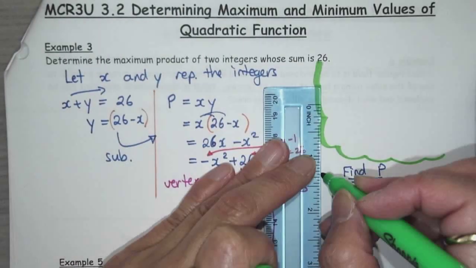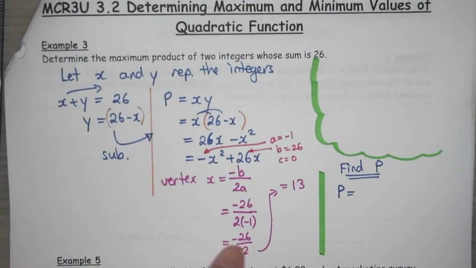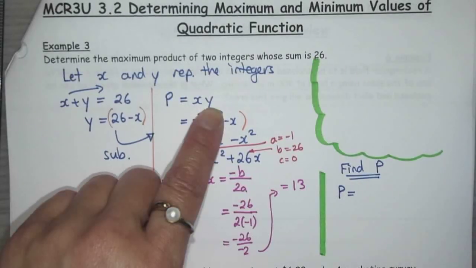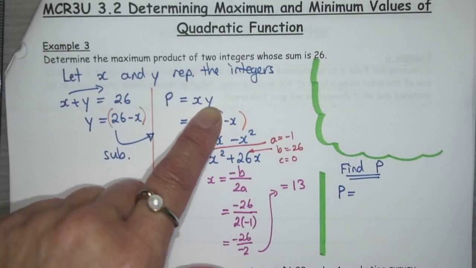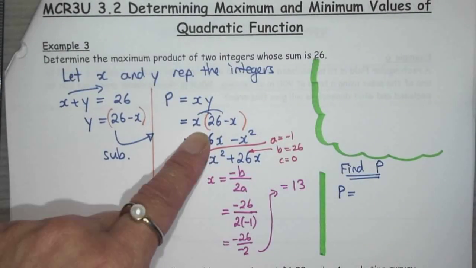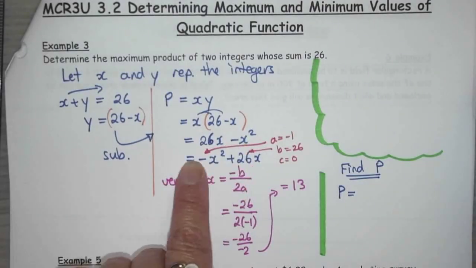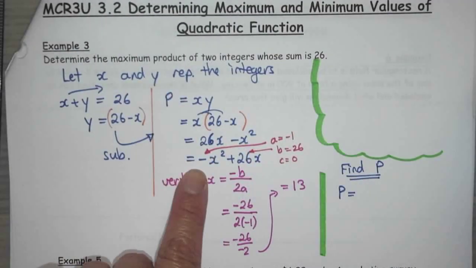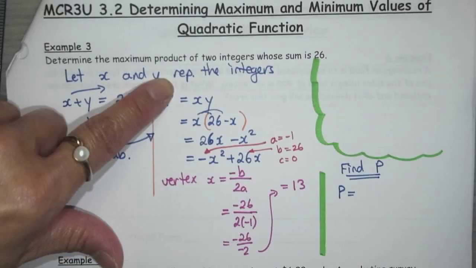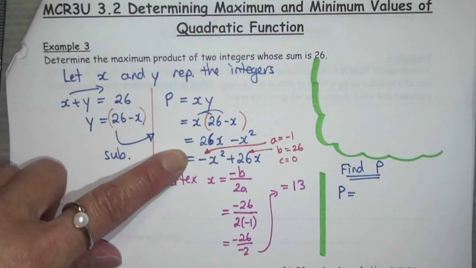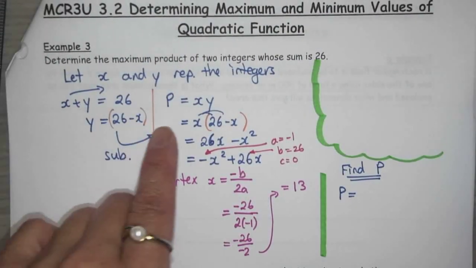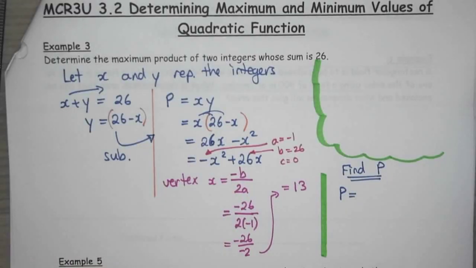and go back here. To find P, I go over here. I have x times y. So you might say, I need y. No, you don't. Keep reading. x times 26 minus x, that's the same. I also have, all of these are P. See how I have P here? All of these are P. They're the same equation. They're just written differently. So you can use any of those to find P.